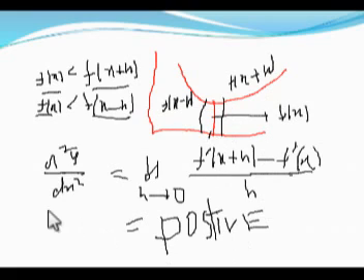And if we get the second derivative of the function negative, then we will say that at that point there is a maximum value of the function f of x. So now take an example.